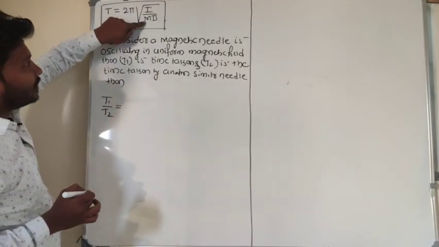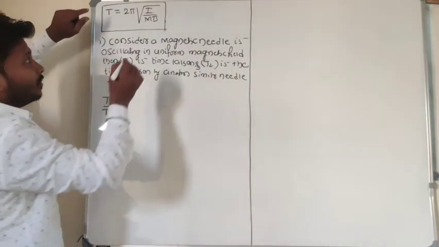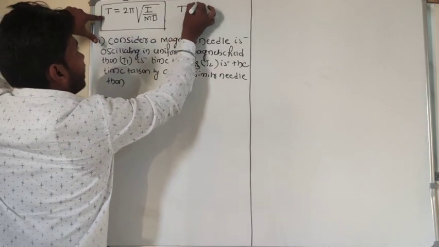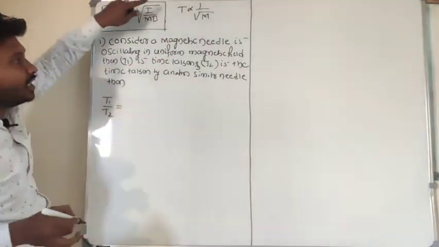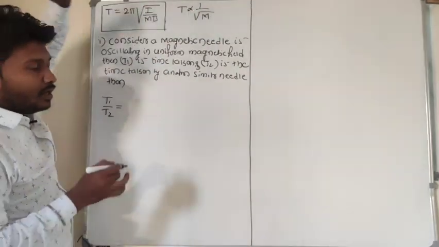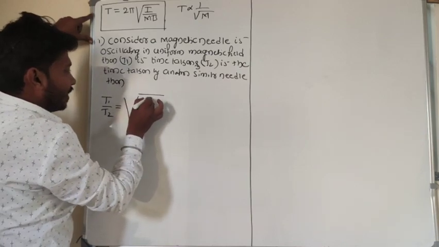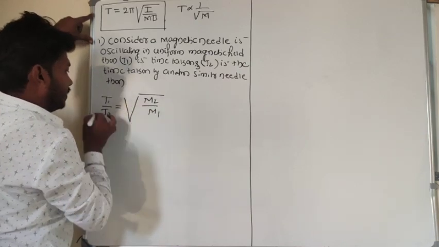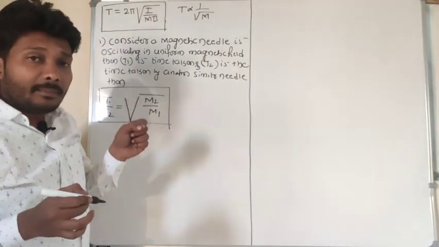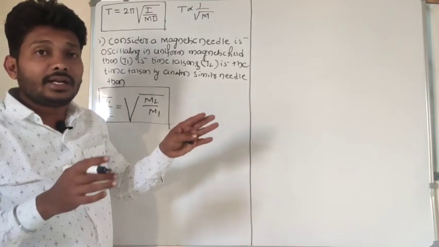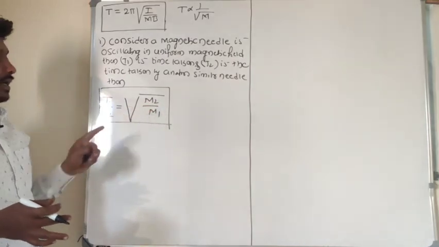The first magnet has magnetic moment m1 and the second magnet has magnetic moment m2. From this equation, time period is inversely proportional to the square root of the magnetic moment. Then what will be the equation? t1 by t2 equals square root of m2 by m1. This is the answer when similar magnetic needles oscillate in the same magnetic field. This gives the relation between time period and magnetic moment.